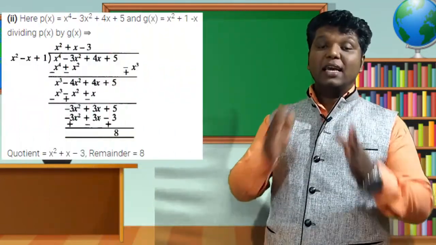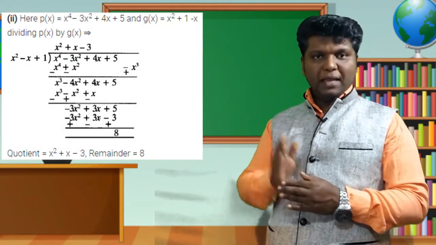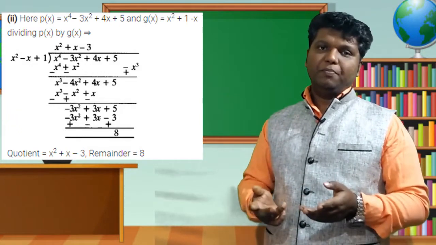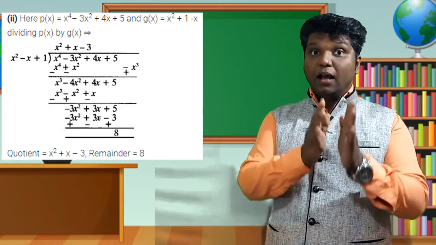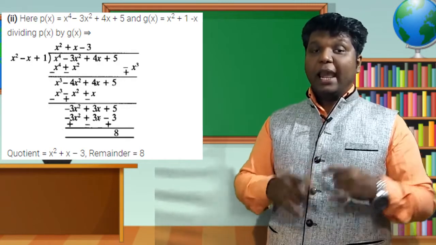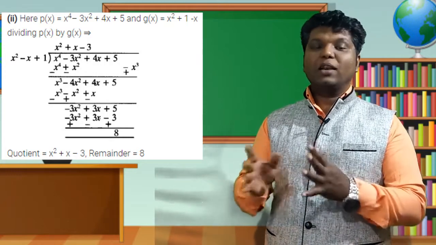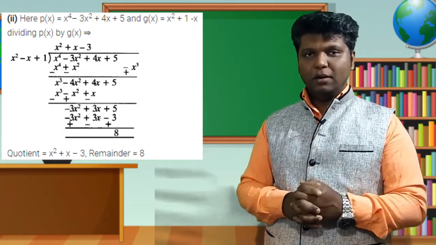So we will write it like this: x raised to 4 plus 0x cube minus 3x square, then plus 4x plus 5. Now let us start the division. What is the quotient here? Here see, what about the quotient? X square plus 1 minus x. That is also not in order. Every term is there, but it's not in the order. Bring it in the order.